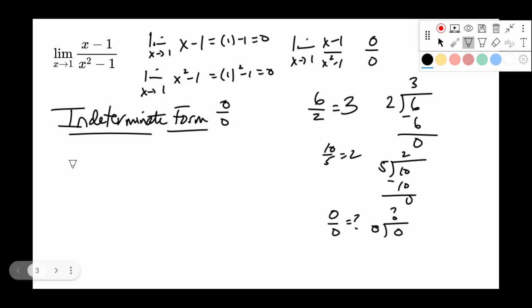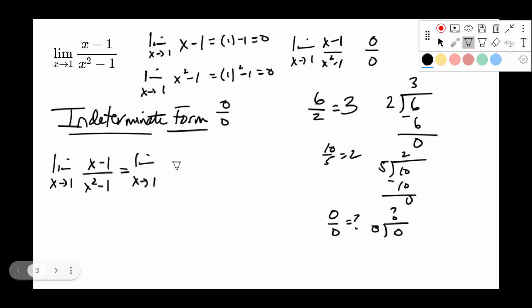So what are we going to do? We are going to try to algebraically repair the issue that we have with this function. So we're going to try to do some algebra. So I want the limit as x goes to 1 of x minus 1 over x squared minus 1. If you notice, you can factor the denominator.